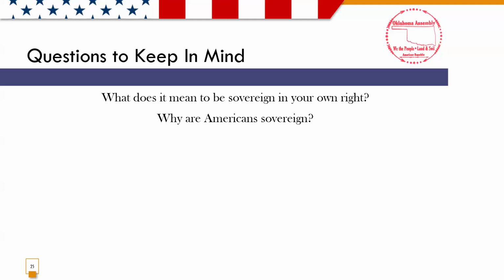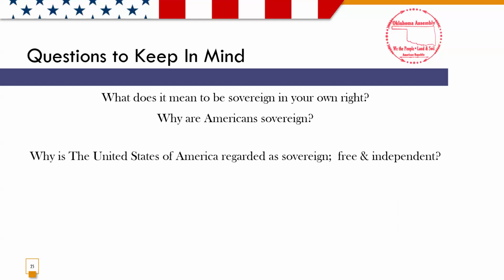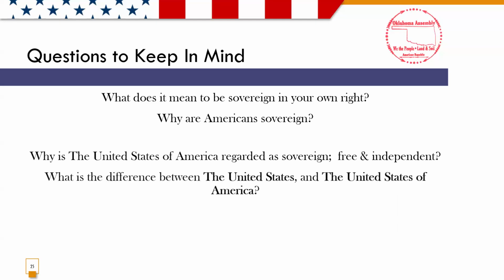Additional questions to keep in mind. Why is the United States of America regarded as sovereign, free, and independent? What is the difference between the United States and the United States of America?